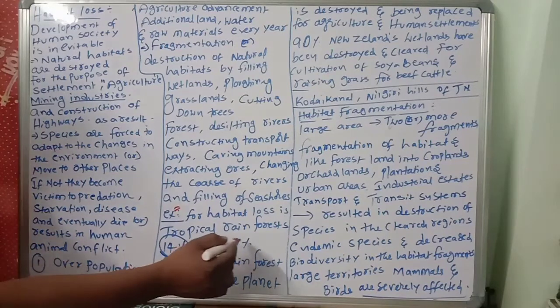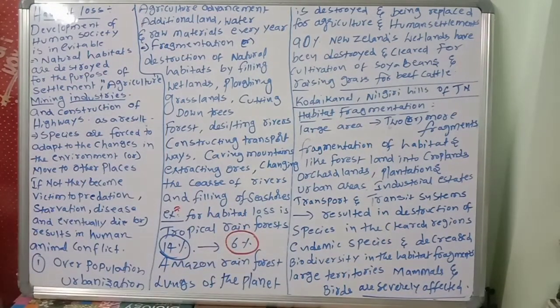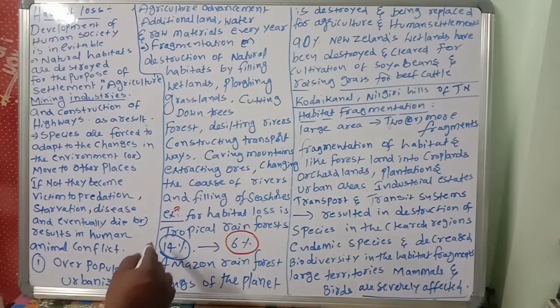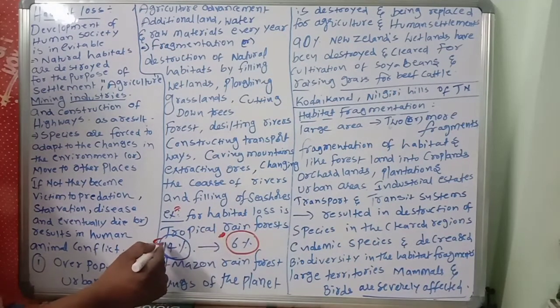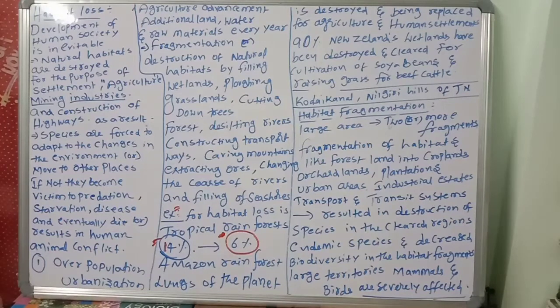What about the condition now? Now only 6%. Not more than 6%, below 6% only. What do you understand from this? Once upon a time, tropical rainforest covered 14% of the Earth's land surface. What about right now? Only 6%. From 14 to 6, you can estimate the loss: 8% completely lost.